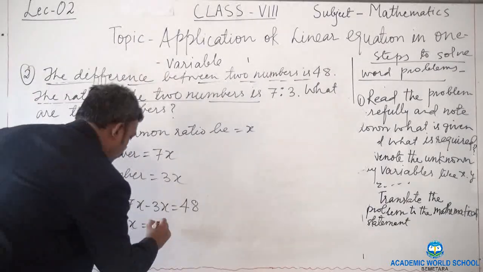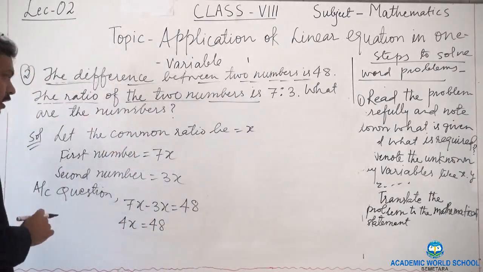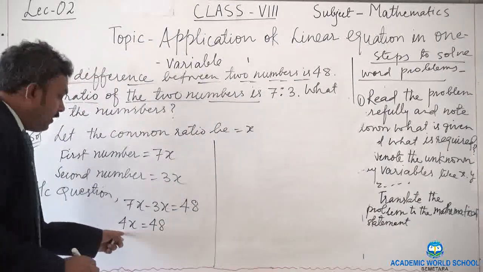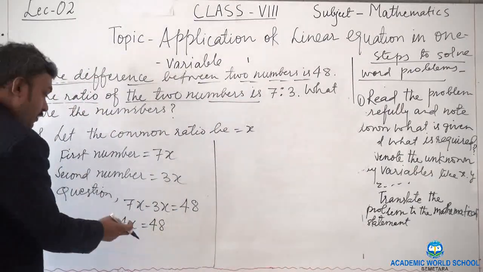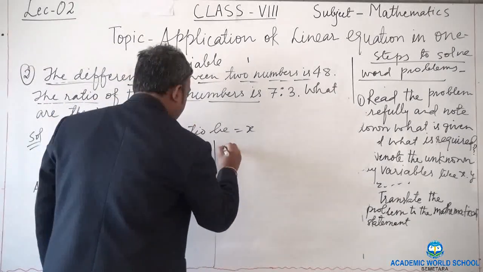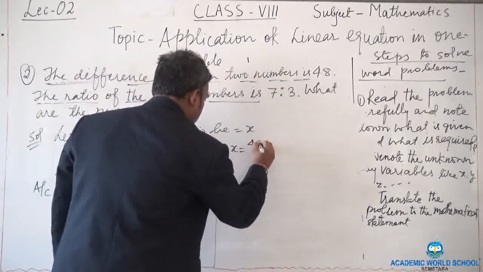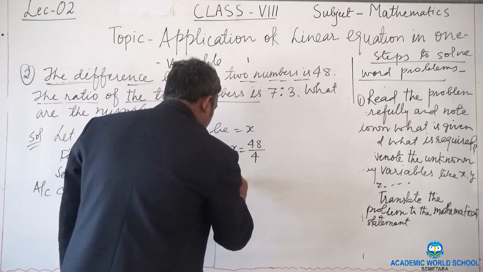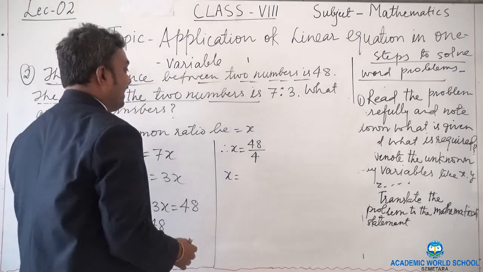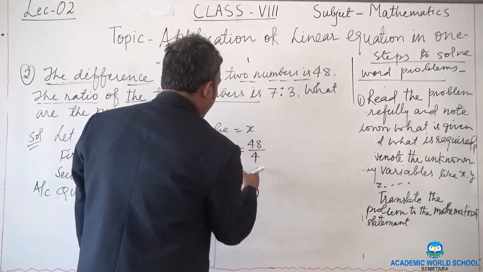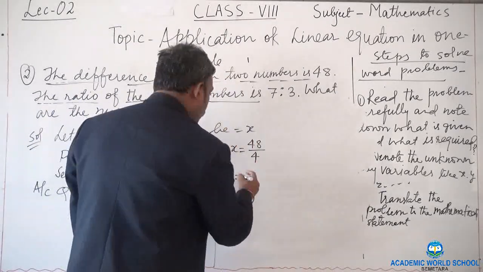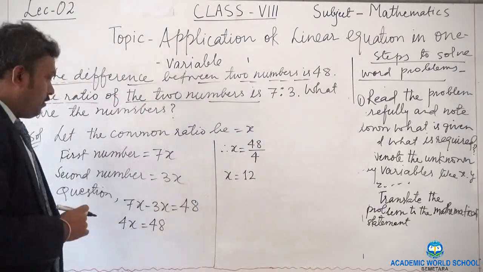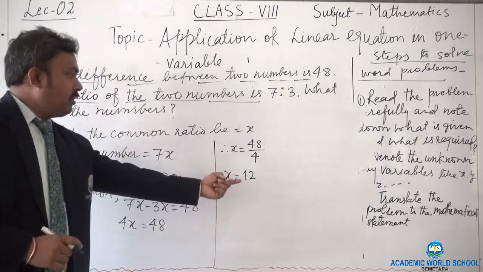4x will be equal to 48. Now we need to bring this 4 to the right side. So this side in multiplication goes to the other side in division. So 48 divided by 4. So x will be 48 divided by 4. 48 will go by 4 in how many times? In 12 times. So the solution of this equation is 12.